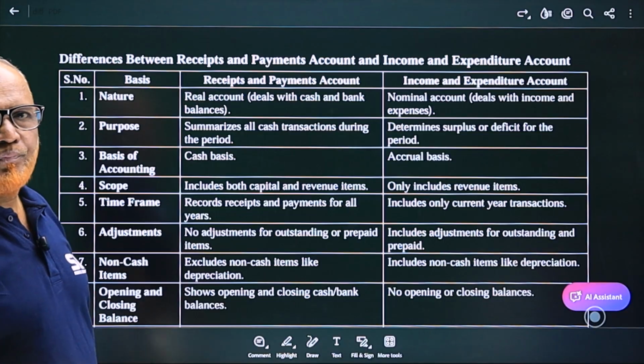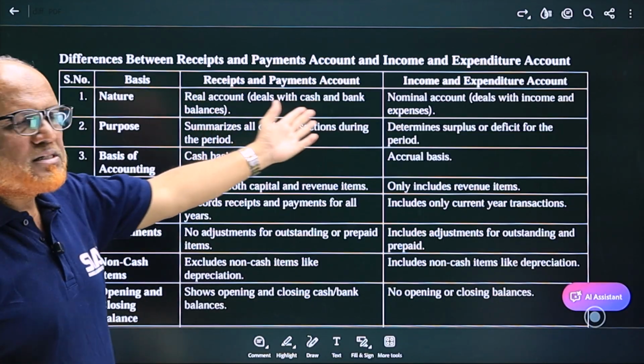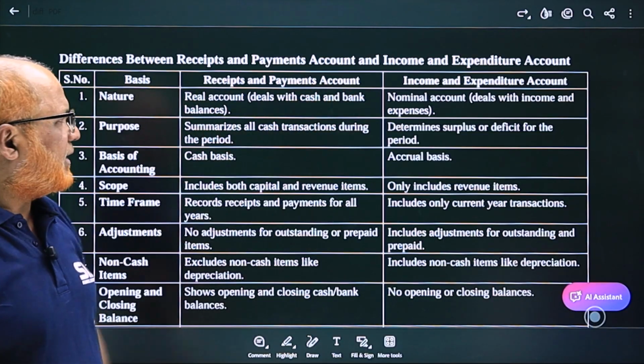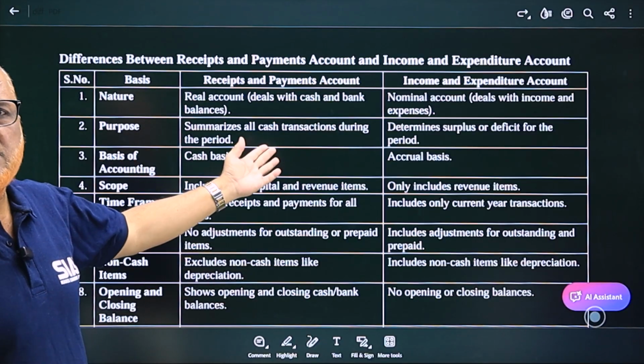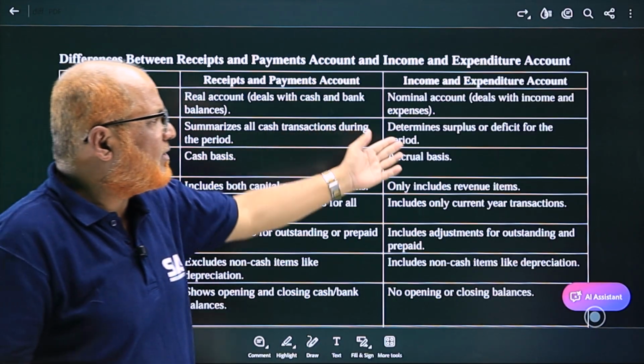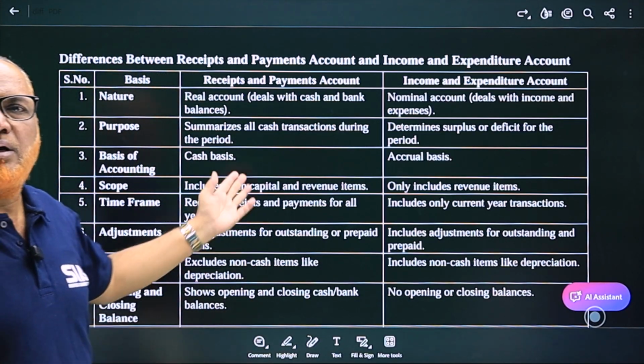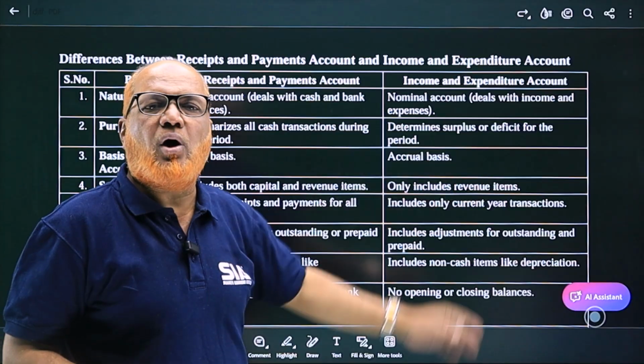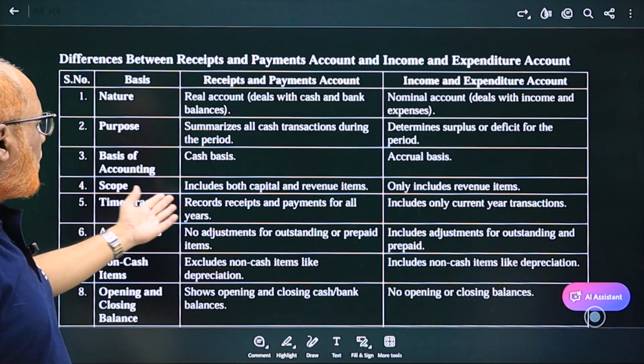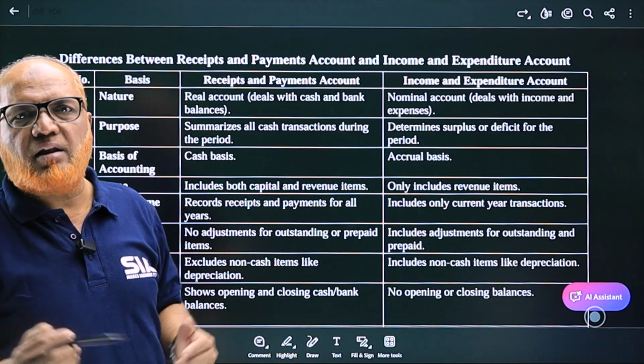For example, first, nature. Nature, you can write: receipts and payments account is a real account, that is a nominal account. Purpose: it summarizes all cash transactions, whereas here we find out surplus or deficit. Basis of accounting: here we follow cash basis, there we follow accrual basis. Then scope includes both capital and revenue.